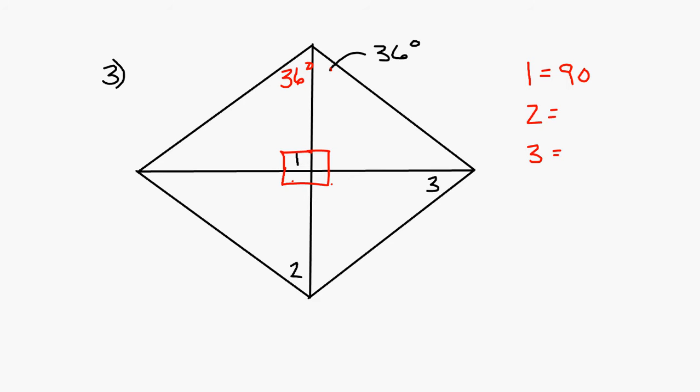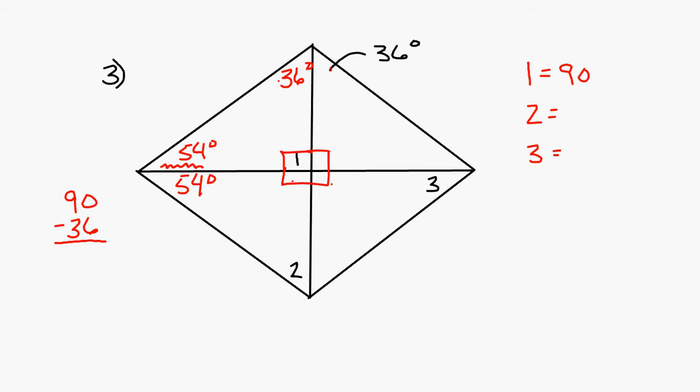Now you've got a right triangle over here on the left. And in a right triangle, the acute angles are complementary. So this angle right here would be equal to 90 minus 36, and 90 minus 36 is equal to 54 degrees. So what that tells you is that this angle is also 54 degrees.